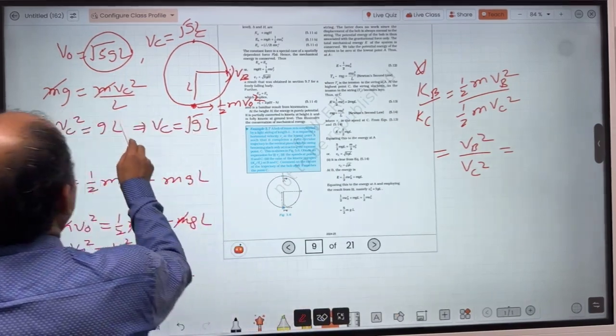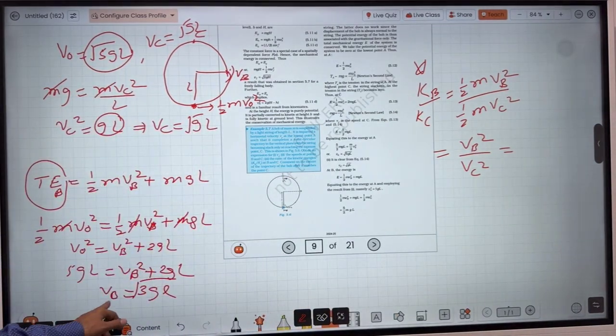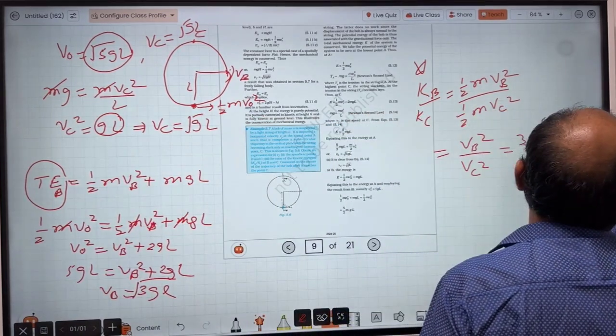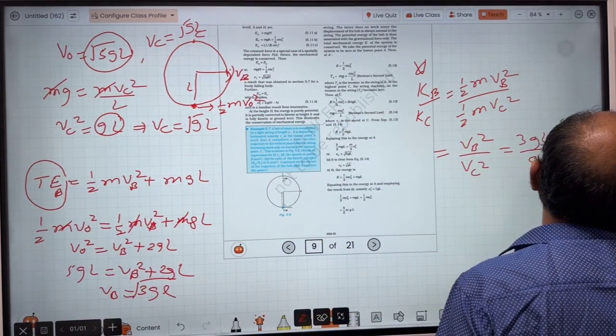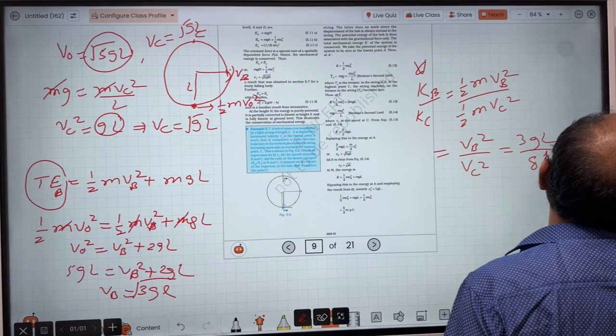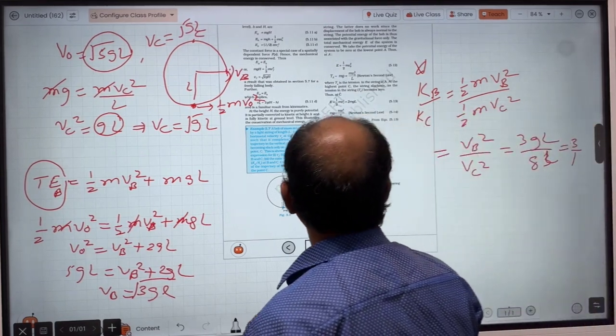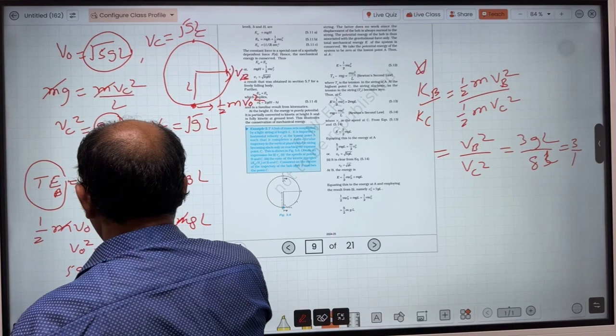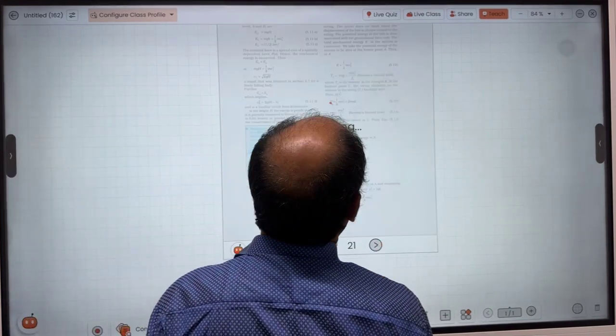VC square is just gl and VB square is 3gl. So 3gl divided by gl, so the ratio will be 3:1. So this is the case.